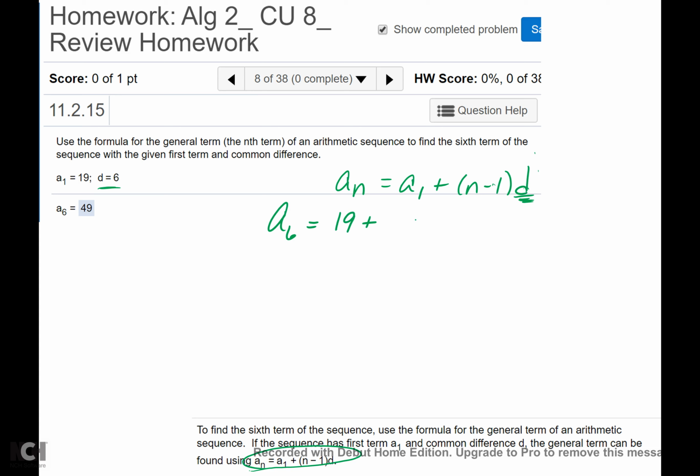So to find a sub 6, I take a sub 1, which is 19, plus 6 minus 1, and the common difference is 6. So I need 19 plus 5 more 6's. This would be my first term, and this would be the next 5, which would put me at the 6th term. So if you type 19 plus 30, you get 49. The 6th term of that sequence will be 49.